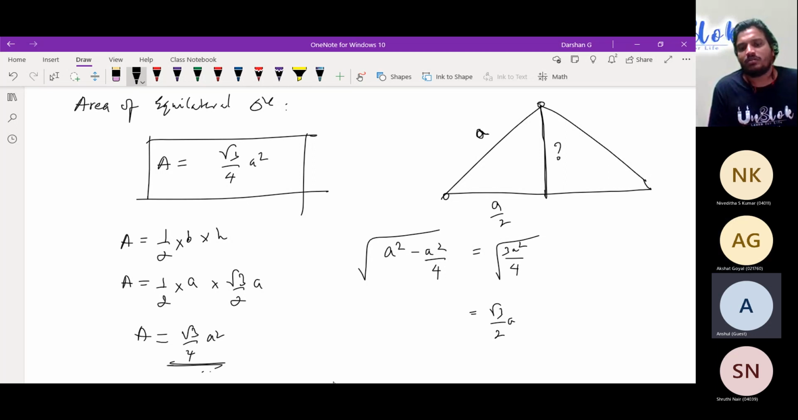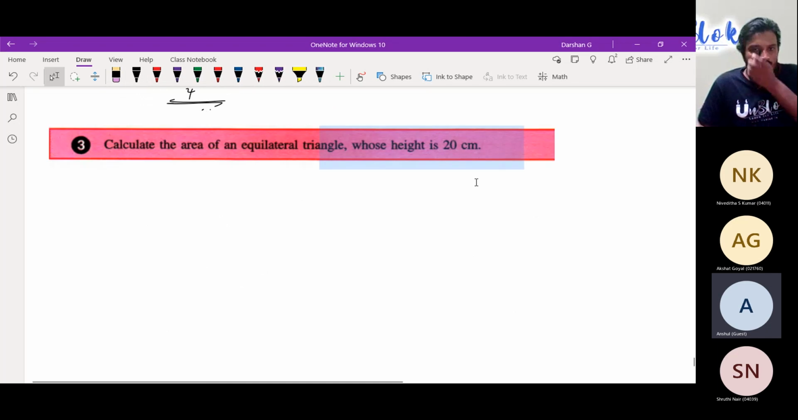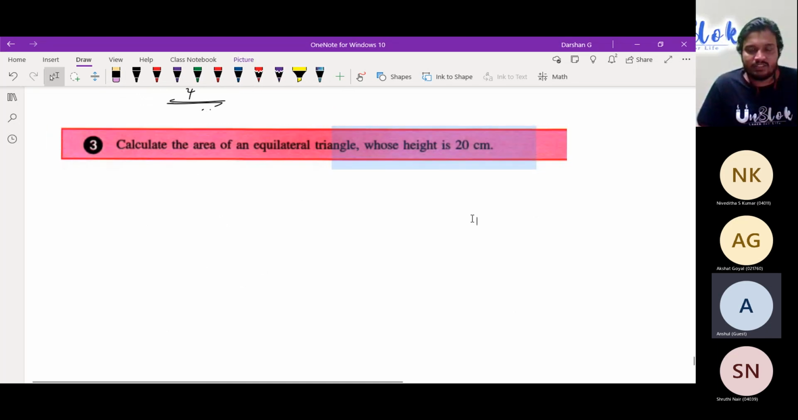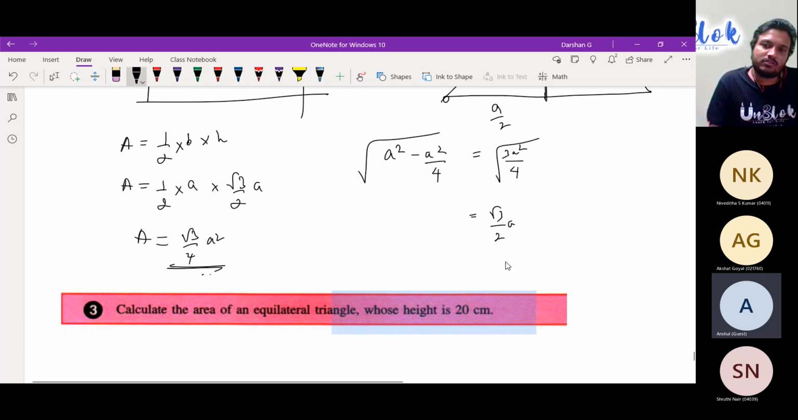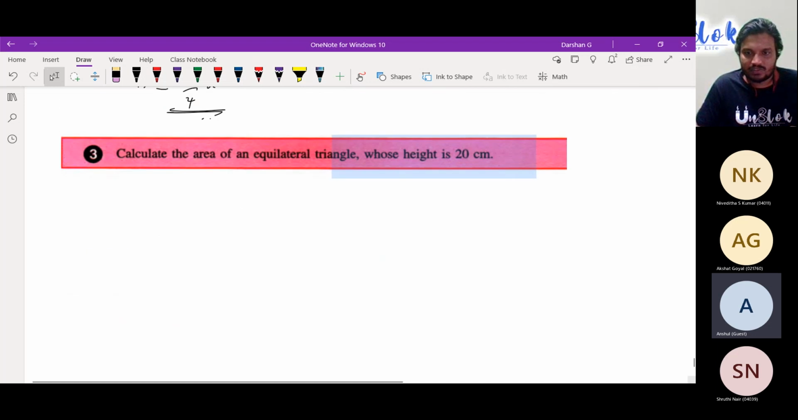However, if you know the formula, that's enough. Okay, I want to give slightly more. We'll solve one question on this, not more than this. Calculate the area of an equilateral triangle whose height is 20. That is why I gave this height. So now you know the height also. Height is root 3 by 2a. You can use that and find the area of the triangle. Let's see who can solve it faster.